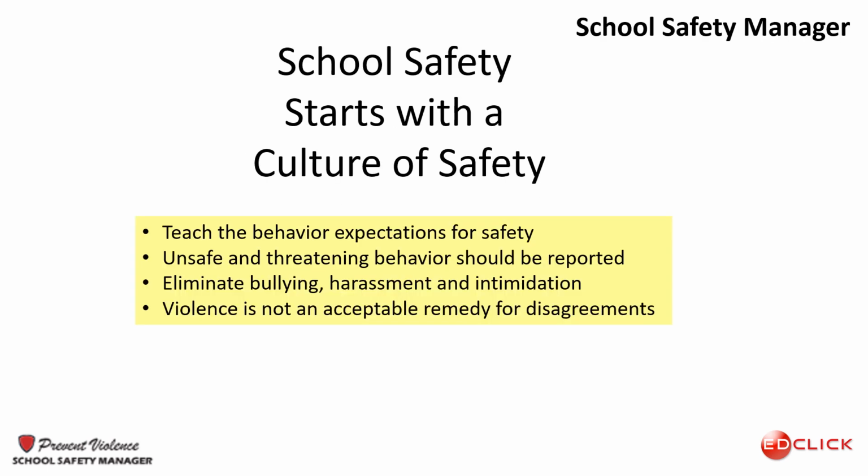School safety starts with a culture of safety throughout the school. Teach the behavior expectations for safety. Unsafe and threatening behavior should be reported. Eliminate bullying, harassment and intimidation. And make it clear that violence is not an acceptable remedy for disagreements.